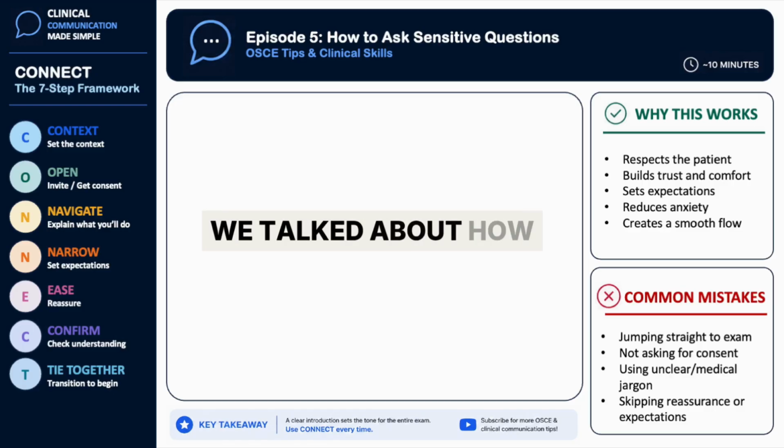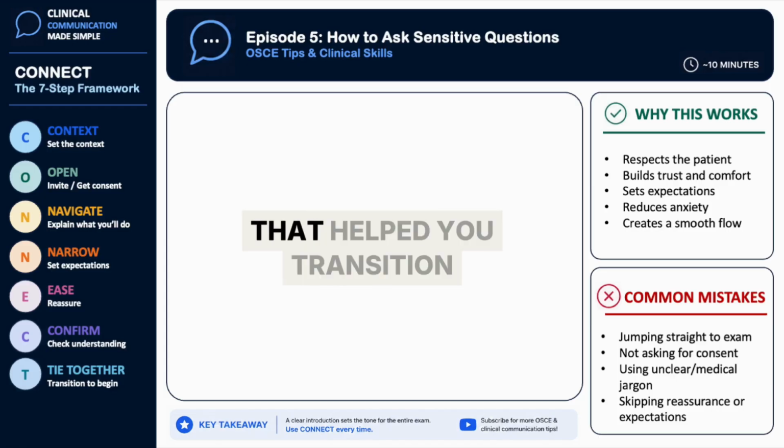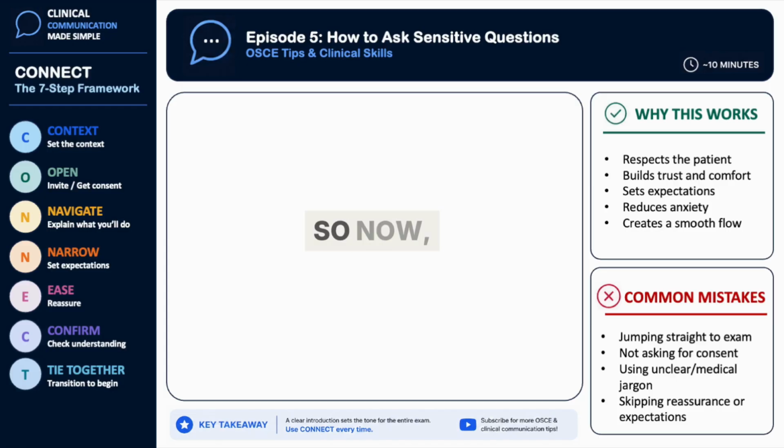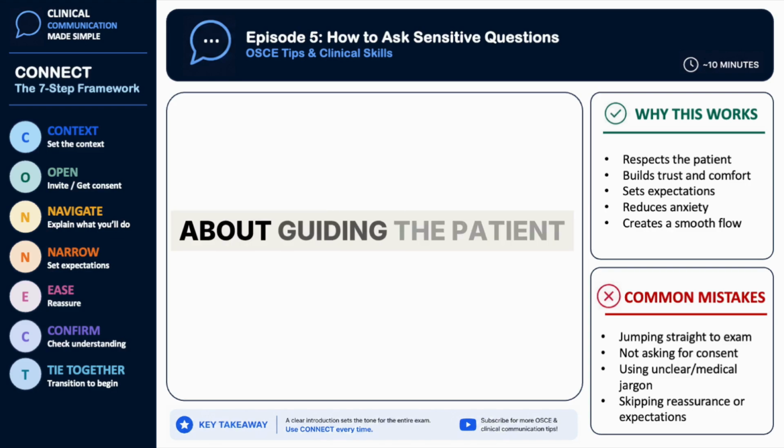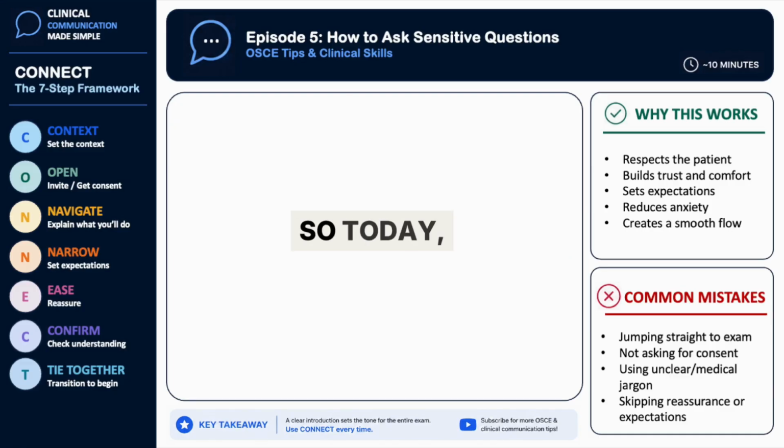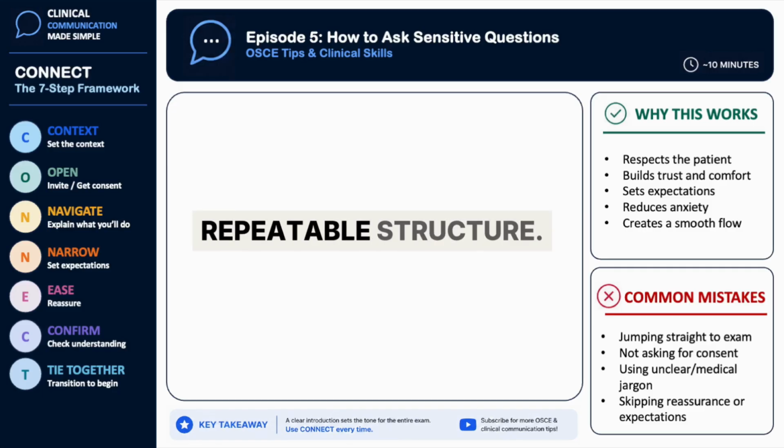In the last episode, we talked about how to introduce a physical exam using context, navigate, ease, confirm, and tie together, because that helped you transition smoothly into the exam. So now we're applying that same structure, but to how you explain your thinking after the exam, because explaining your differential isn't about listing diagnoses, it's about guiding the patient through your reasoning. So today we'll focus on context, narrow, ease, and confirm. Think of this as a transition from gathering information to making sense of it all. Let's break this into a simple, repeatable structure.